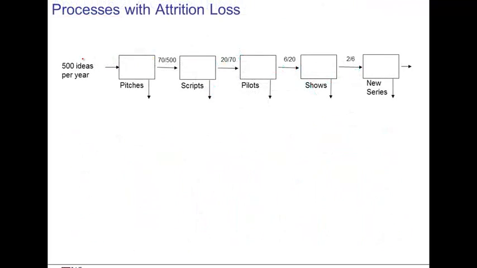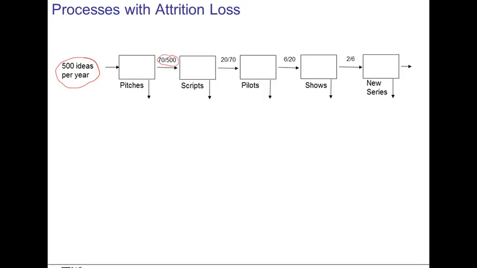A very useful application of our new way of finding the bottleneck deals with processes that have an attrition loss. Consider the following example of a television firm. The firm is looking for new series that they can air on television. For that, they consider 500 ideas every year. These ideas are pitched. 70 of these 500 are moved towards a script development.